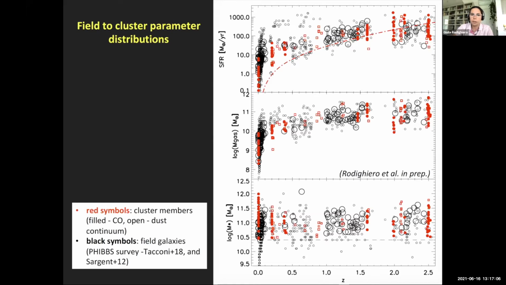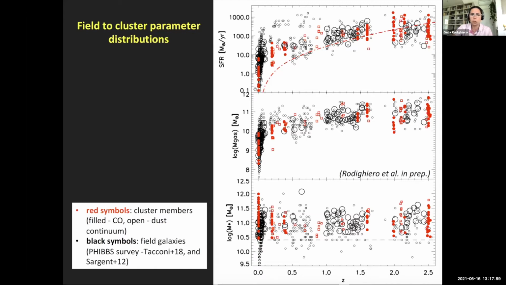So to put it all together, this is redshift against stellar mass, gas mass, and star formation rate. If you compare the red points, open or filled, which are cluster members, so really sources on top of the highest density peaks, there is no variation of the local density, at least in principle, compared to the galaxies from FIBS and from Sargent in black, you do see that in the three main parameters they more or less occupy a uniform coverage of the parameter space, which is essential to really understand if our sample is biased toward a particular parameter space.